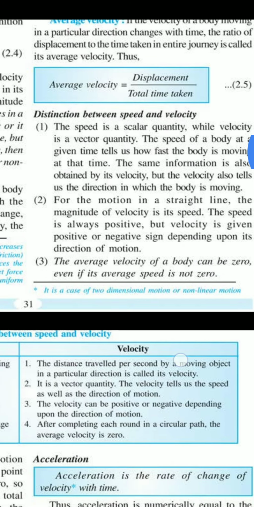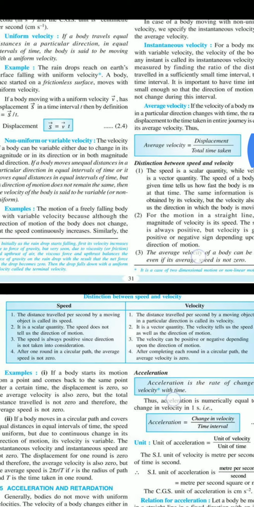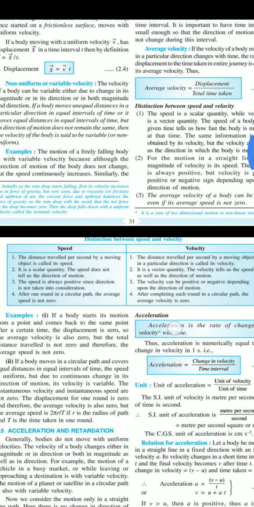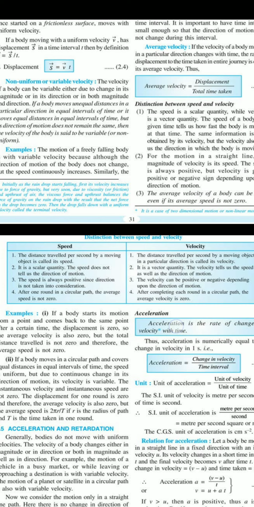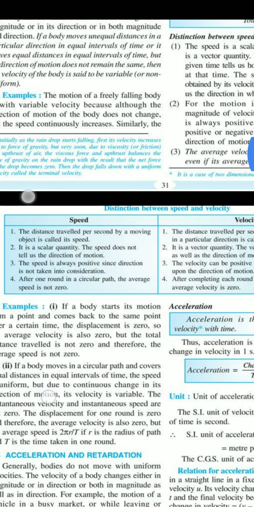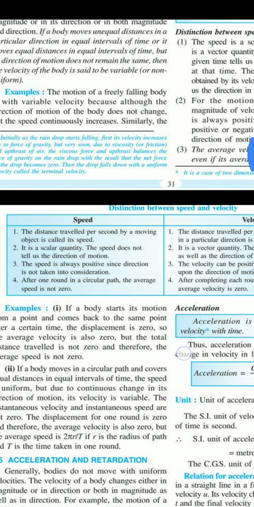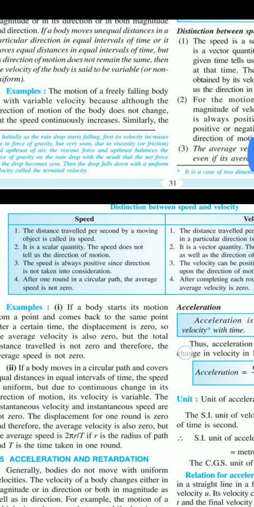So the distinction between speed and velocity, this also you need to remember. See, this is given over here. First, you can write the definition. The distance traveled per second is called speed. The distance traveled per second by a body in a particular direction is called velocity. Speed is a scalar quantity. Velocity is a vector quantity. This much is sufficient. You need not write this.